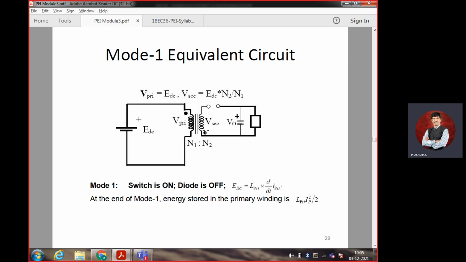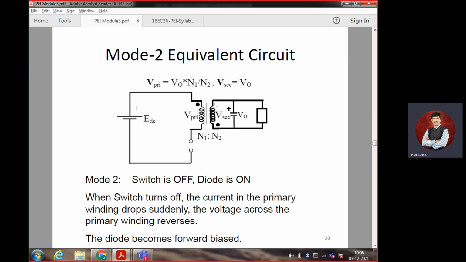Since the secondary winding is in the reverse direction and the diode is in reverse bias, that is Mode 1. In Mode 1, the secondary winding is in reverse operation, so the diode will be in reverse bias, and the diode is going to be open. So Mode 1 is one operation that we are going to get.